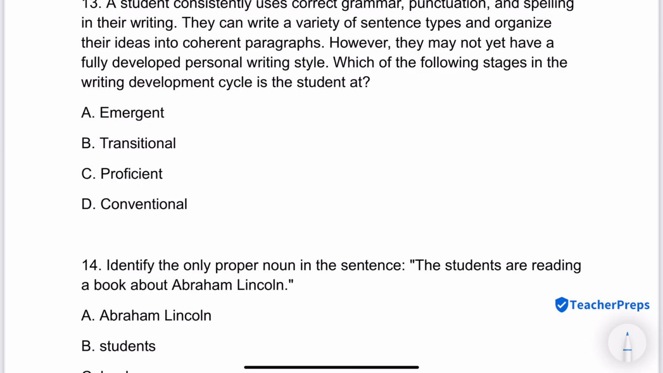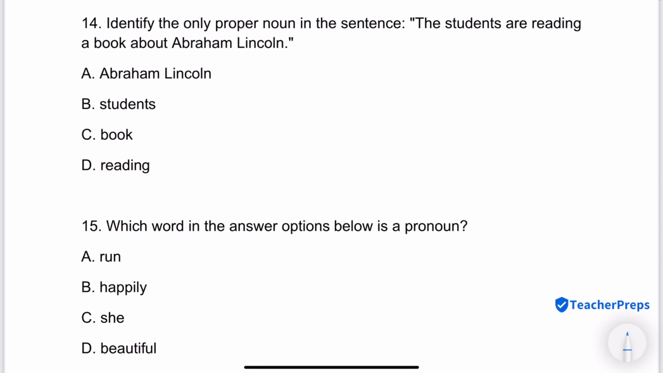All right, so the key here is this word conventional. All right, I'm going to write here option D. And this writer we can see is at the conventional writing stage because they know and they use conventions of English correctly. The punctuation is there, spelling is right, sentence is complete, the writing is technically correct. All right, moving on to question number 14.